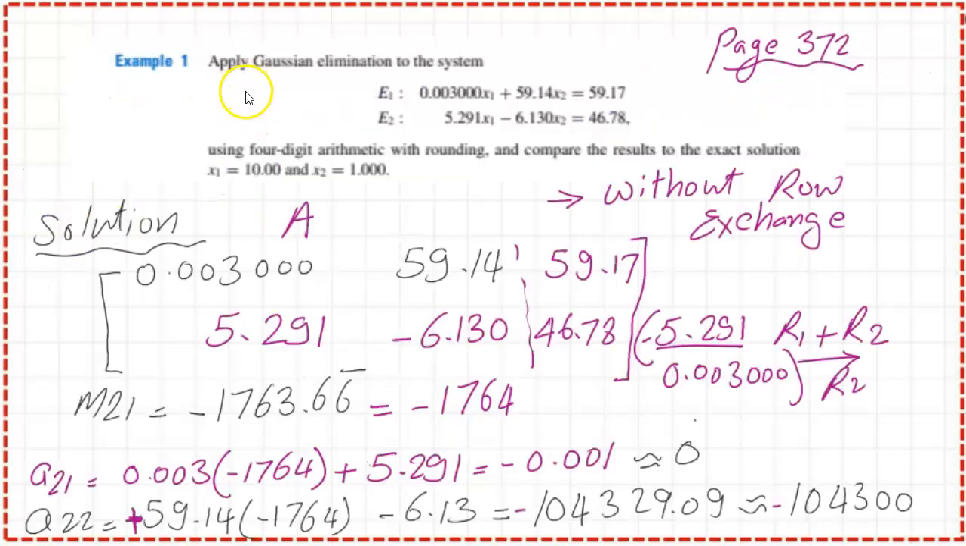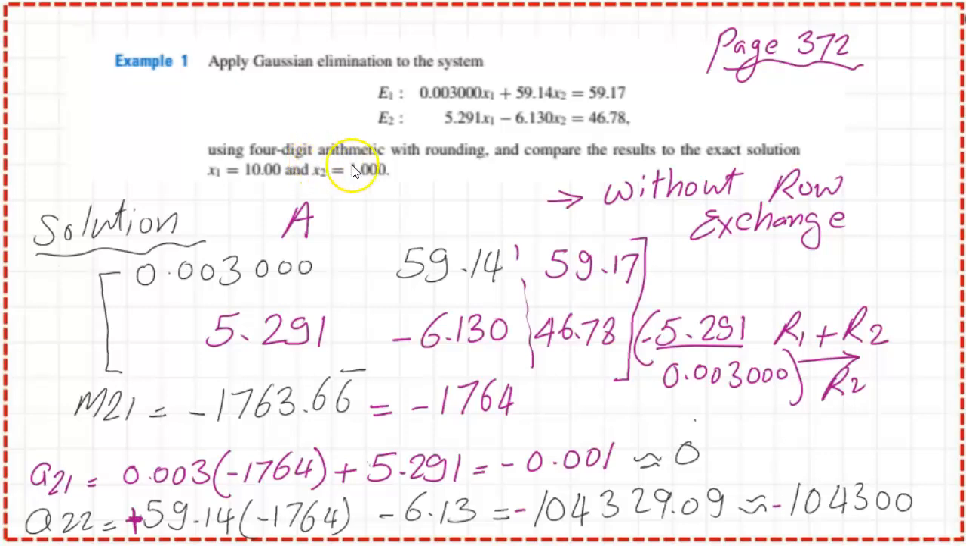In example number 1, apply Gaussian elimination to the system. We have two equations. The first equation is 0.003000 x1 plus 59.14 x2 equals 59.17. And the second equation is 5.291 x1 minus 6.130 x2 equals 46.78.